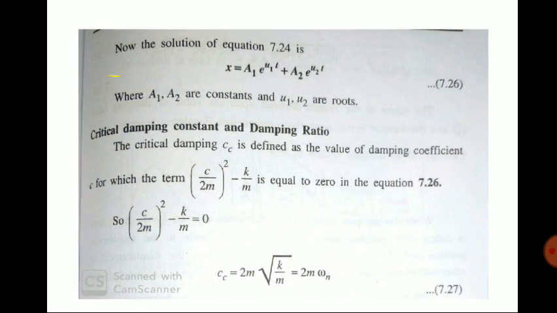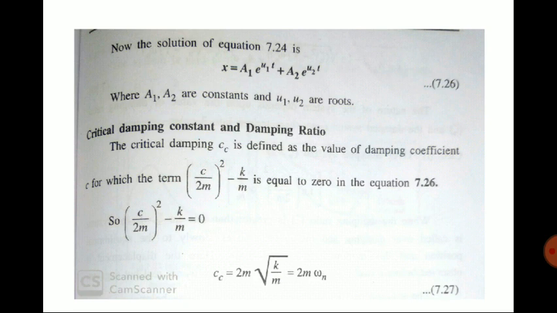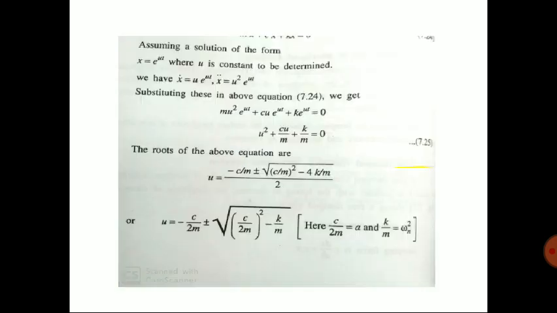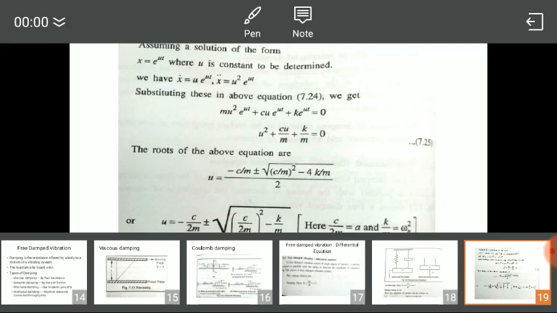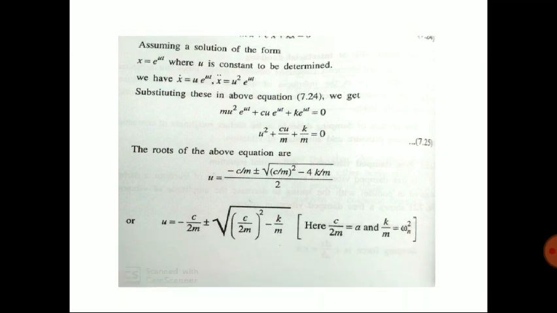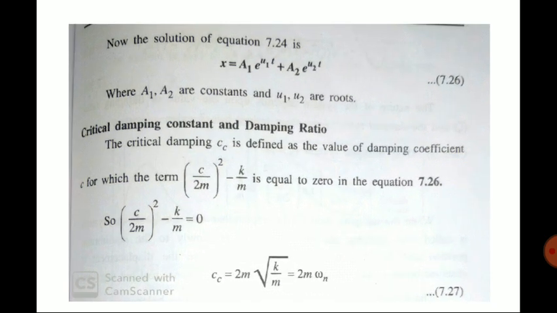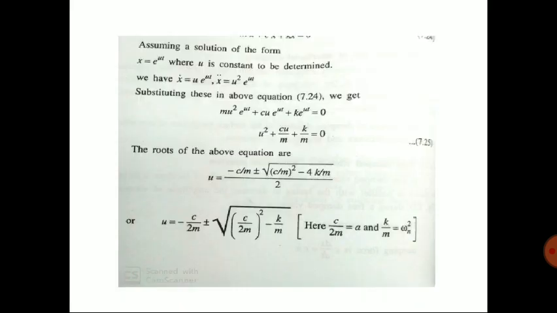Next we are finding another term, the critical damping constant. I am telling you the different terms here. What is C? C is the damping coefficient. M means mass. K means spring stiffness. So then we are substituting the critical damping coefficient. This is denoted as Cc, and it is defined by the terms inside the square root of this equation.